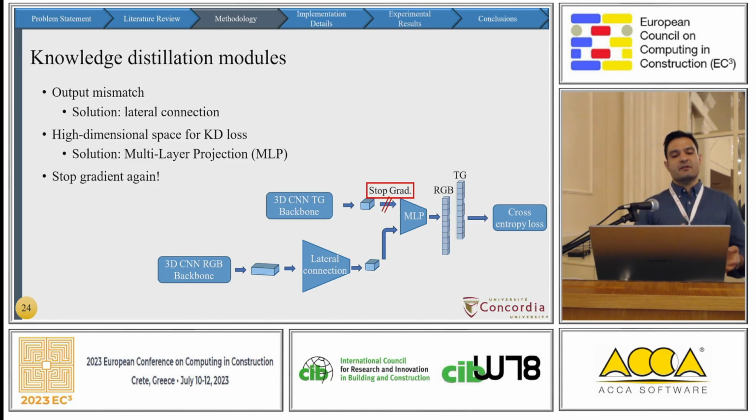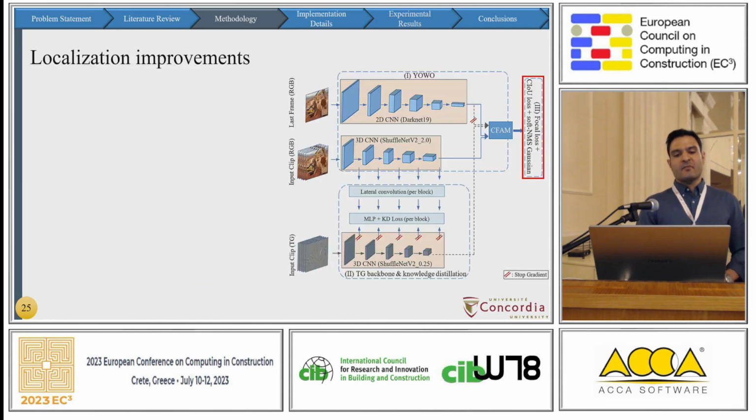Finally, during knowledge distillation, we want the knowledge to transfer from the teacher to the student and not the other way around, because then it will create a degenerate loop. So in this step, we use a stop gradient again to stop the transfer of knowledge from the student to the teacher backbone.